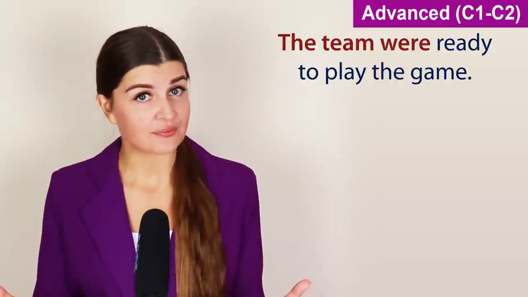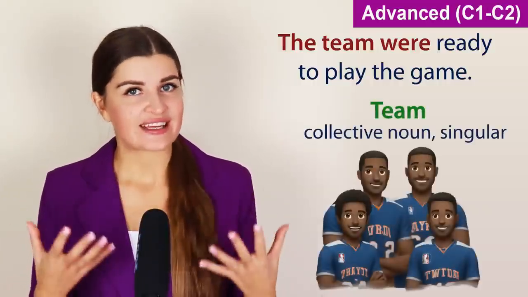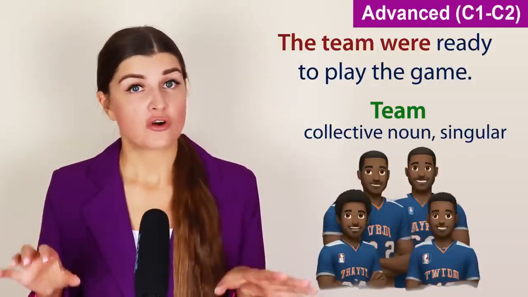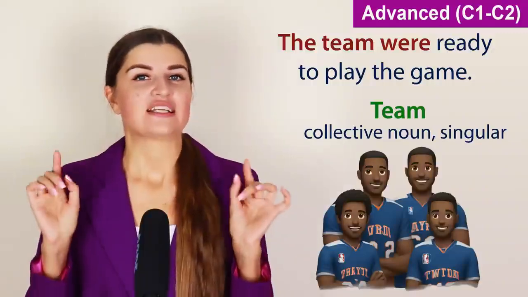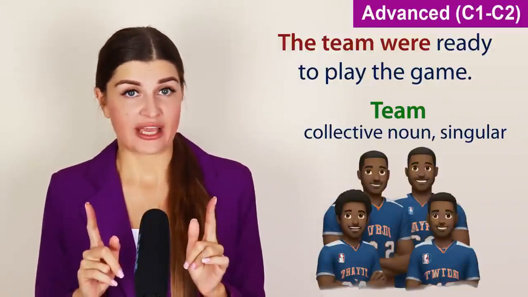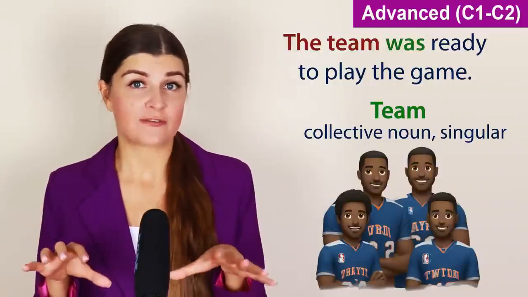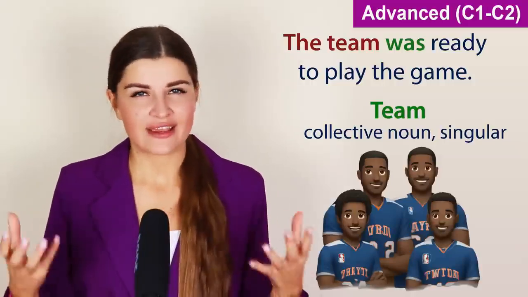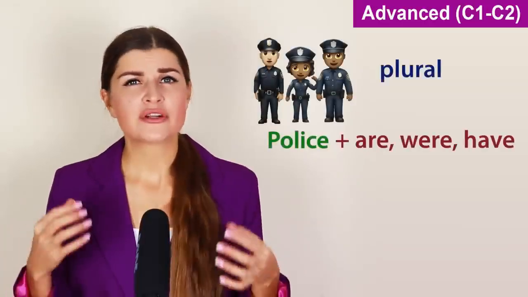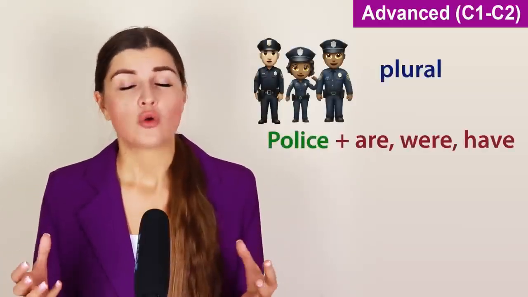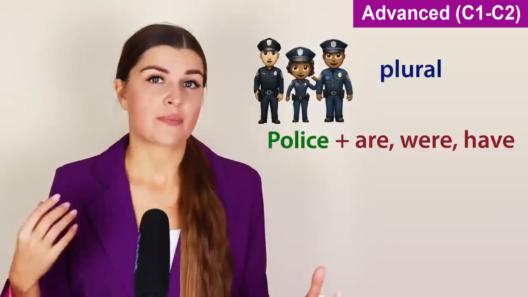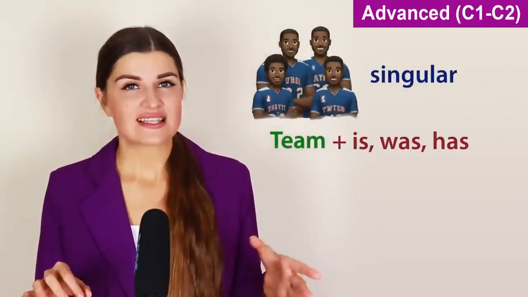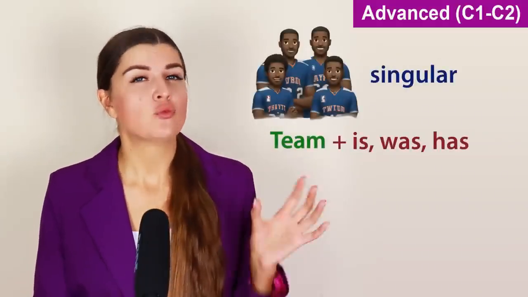What's the mistake here? The word team is a collective noun that is usually singular in American English. The verb were is plural, but it should match the singular subject. We need to use the singular verb was instead of were. The team was ready to play the game. Please remember, the word police is always plural. We say the police are, the police have. The word team is always singular. We say the team is, the team was.